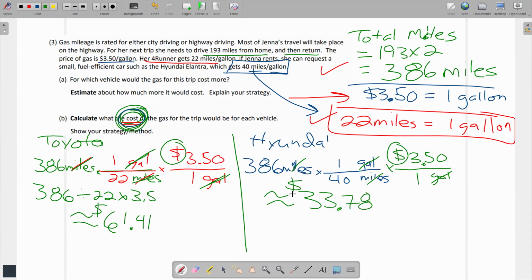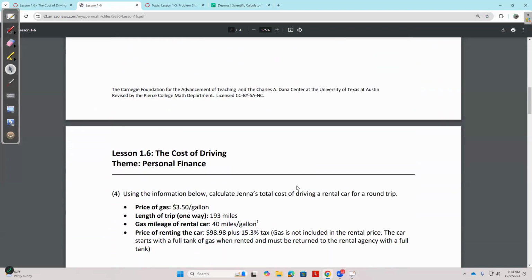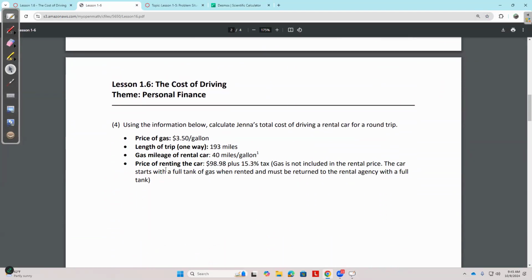Okay, which is a little more than half of what the Toyota cost, right? We were thinking half. We were planning on this. Okay, moving on. Who's next for us? All right, here's where things get exciting. Jenna's Toyota.